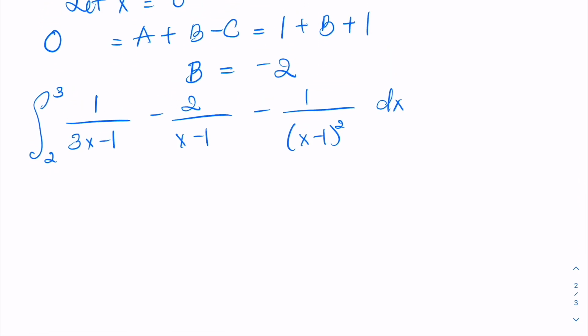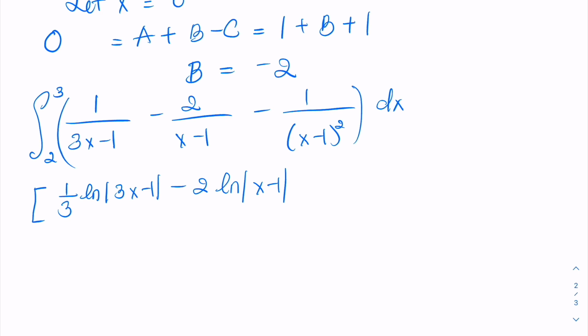So when we integrate, we're going to get 1/3 ln 3x minus 1 minus 2 ln x minus 1. And for the last one, we can do the u substitution. I'm sorry, we don't need to do u substitution. We can rewrite and make this into a negative 2 up here. So we ended up with 1 over x minus 1. And we evaluate from 2 to 3.